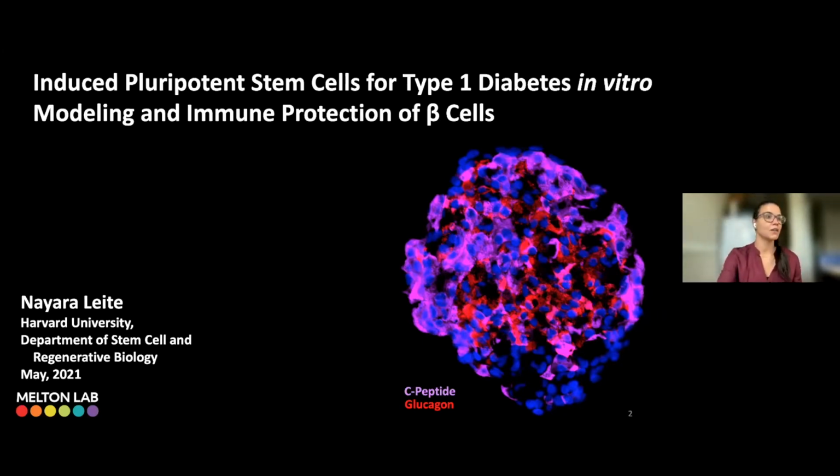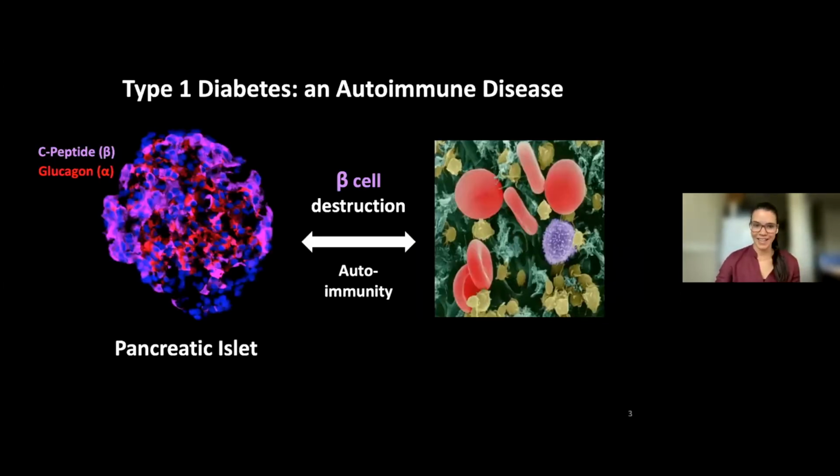All right, so today I'll talk about how we are using induced pluripotent stem cells for type 1 diabetes modeling in vitro and how I'm thinking about protecting these beta cells. I think as everybody here is familiar with, type 1 diabetes is an autoimmune disease in which the beta cells are destroyed by the immune system. And we know that genetic and environmental factors may render the beta cell susceptible to be destroyed by the immune system.